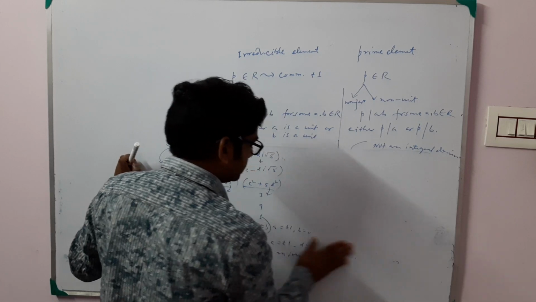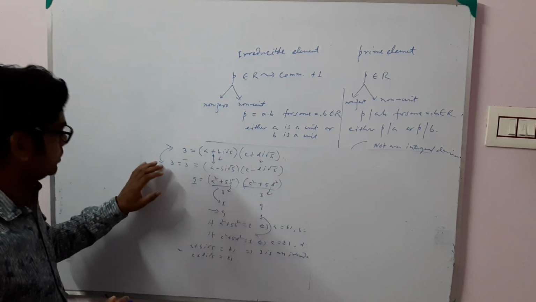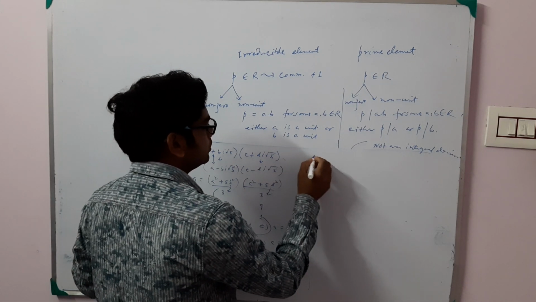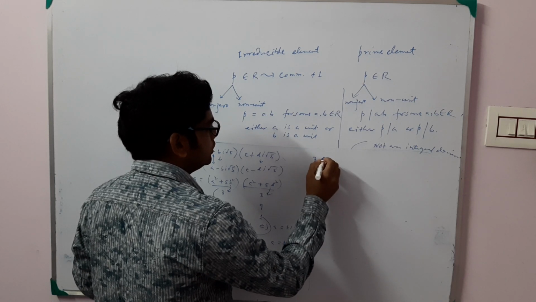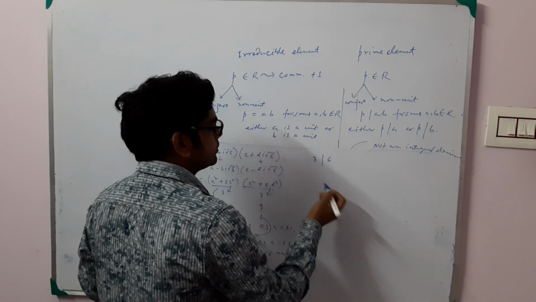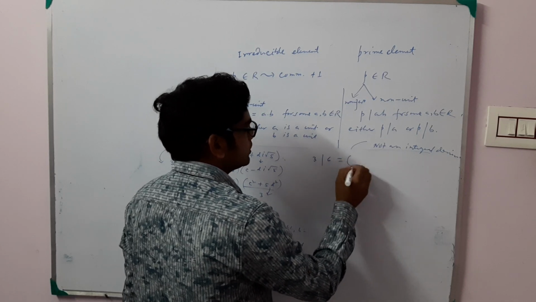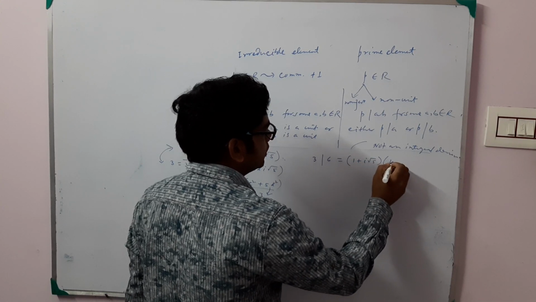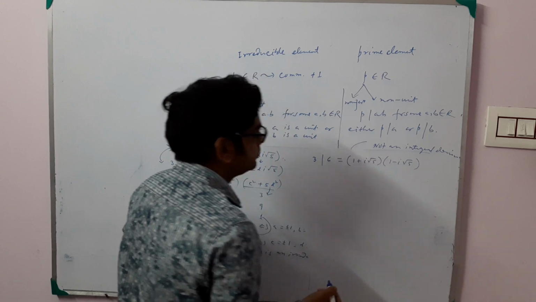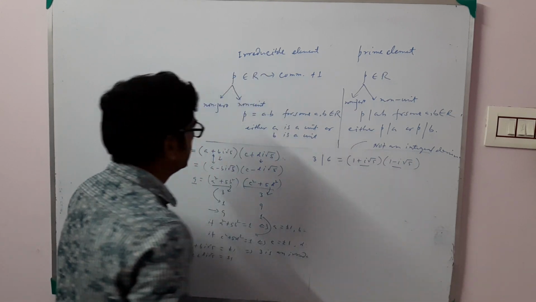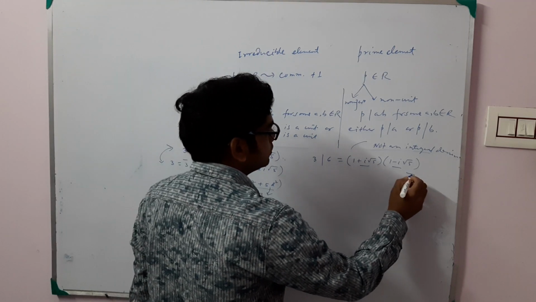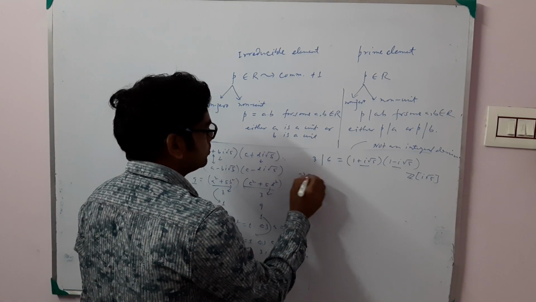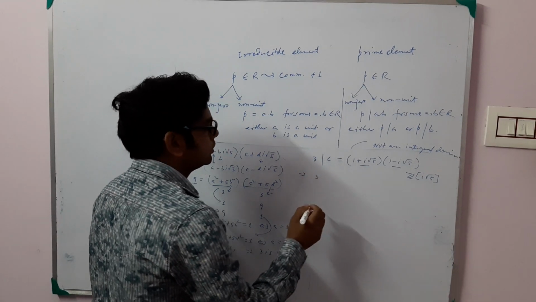Now we check whether 3 is a prime element or not. So we write 3 divides 6, and 6 can be written as (1 plus i root 5)(1 minus i root 5). These two elements are in Z i root 5. So this implies 3 divides the product.